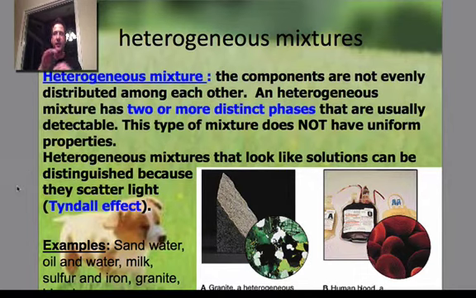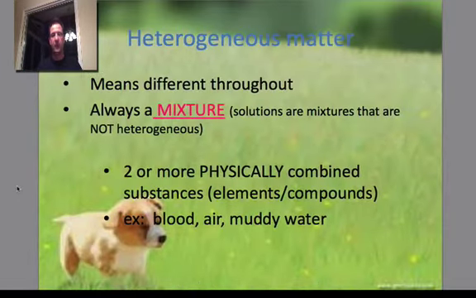Okay, blood's also a type of heterogeneous mixture. It's the red blood cells that float in the blood plasma. They're not uniformly scattered. They just kind of clump against each other however they want. But heterogeneous matter means there are different types throughout.